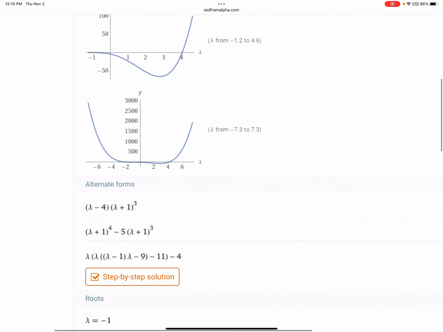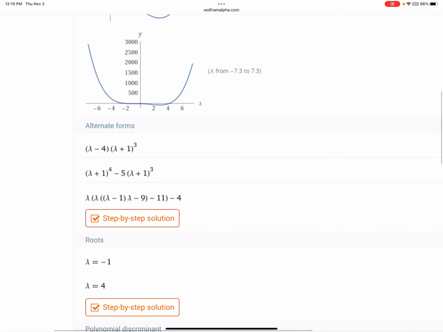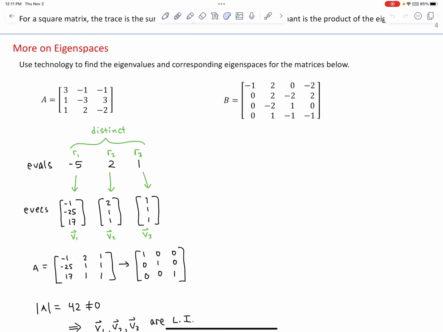But I'm going to look at the alternate forms that you see right here in the middle, and notice that there's a factored form. So this characteristic polynomial factors into lambda minus 4 times lambda plus 1 cubed. This reveals the multiplicities of the roots. So 4 is one eigenvalue with multiplicity 1, and -1 is an eigenvalue with multiplicity 3. Transferring that information to our notes, we have this information. And then the goal is to find the corresponding eigenspaces.